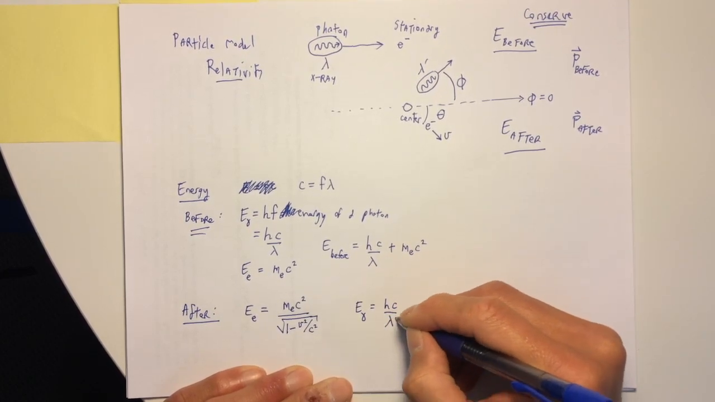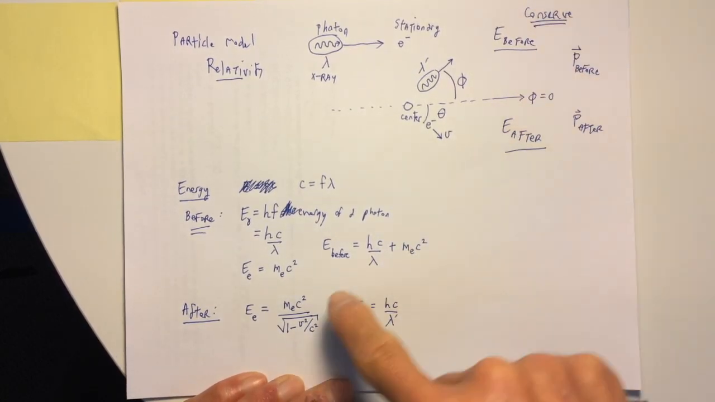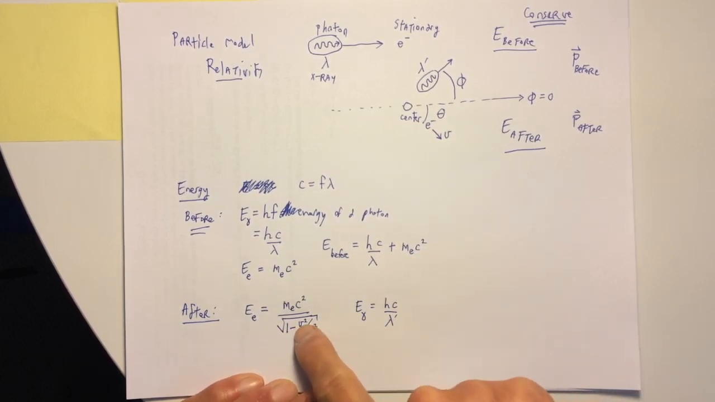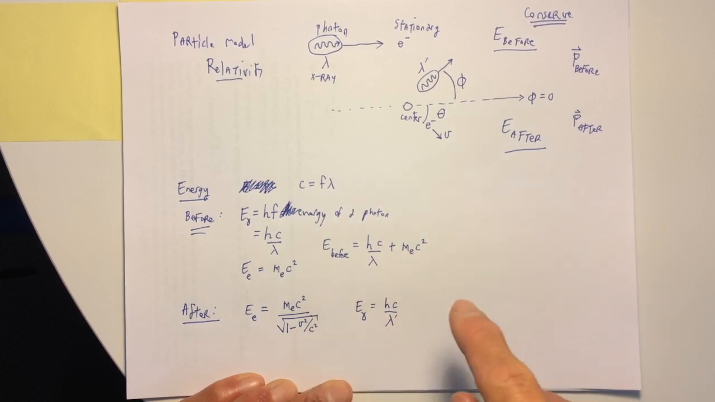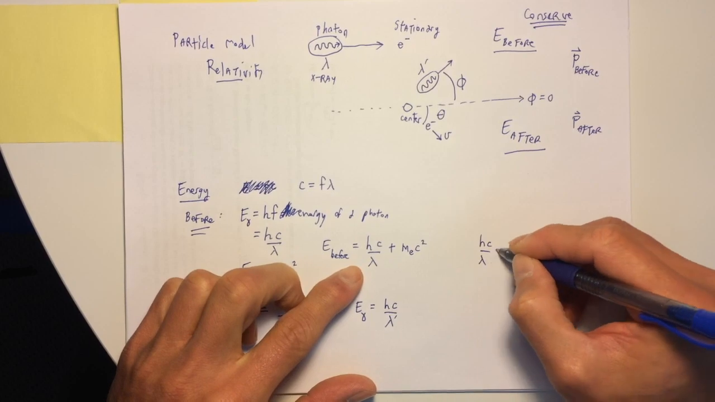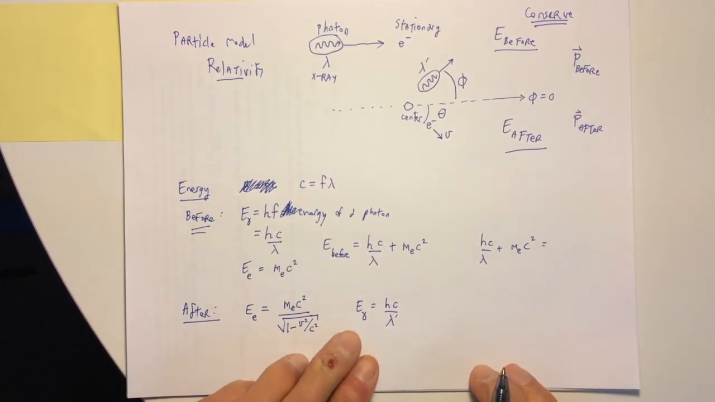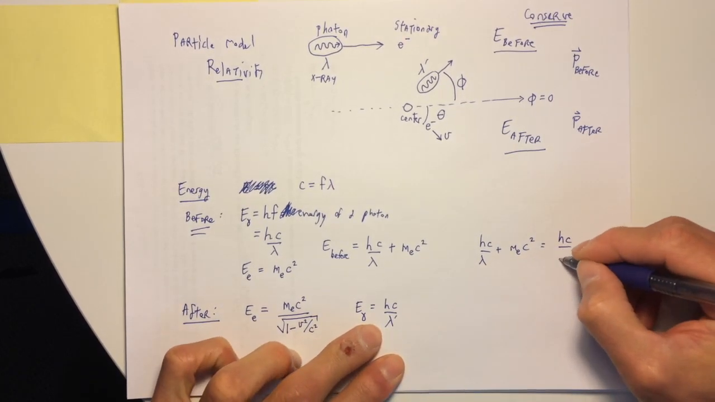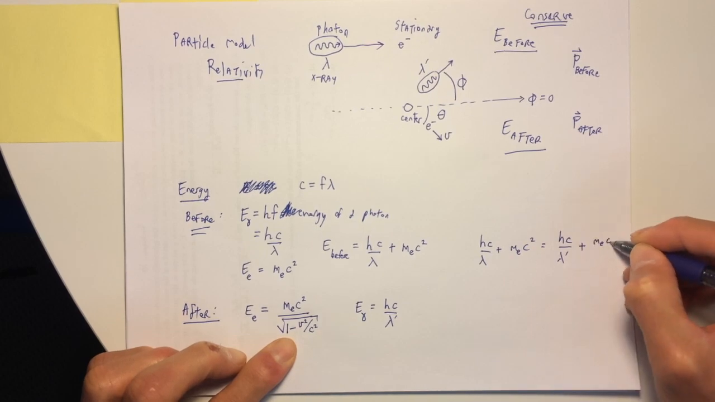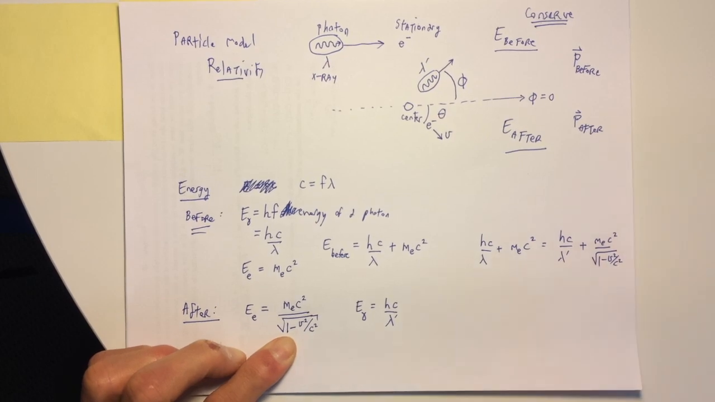And the energy of our new photon is equal to hc over lambda prime. And so the conservation says that the total energy before and the total energy, which is the combination of these two things afterwards, they have to be equal. That's conservation of energy. So the before is hc over lambda plus m sub e c squared, right, is equal to hc over lambda prime plus m_e c squared over square root of 1 minus v squared over c squared.